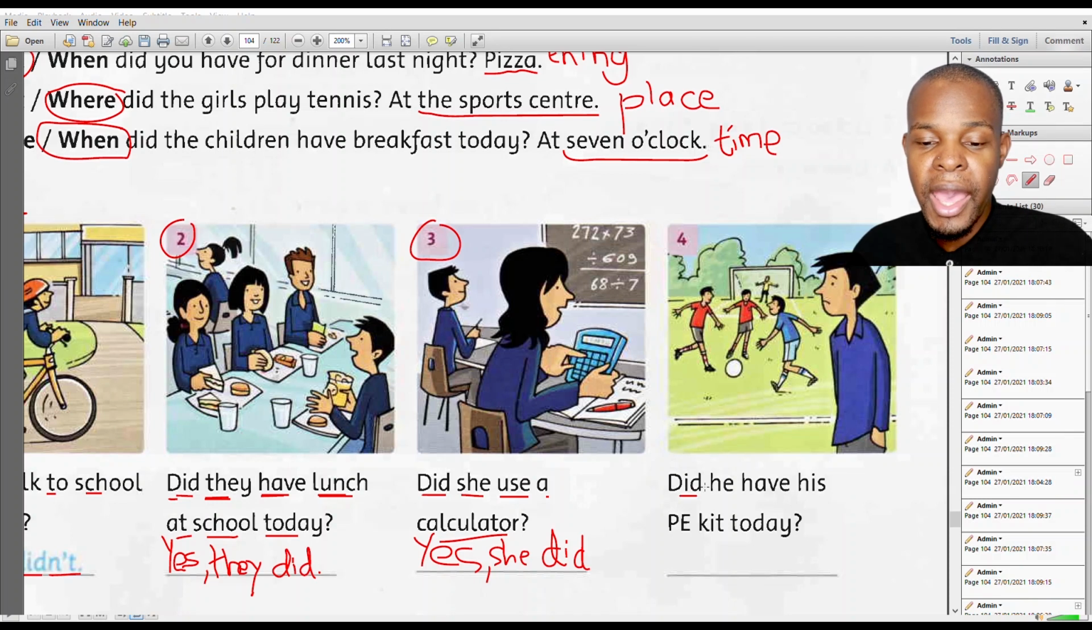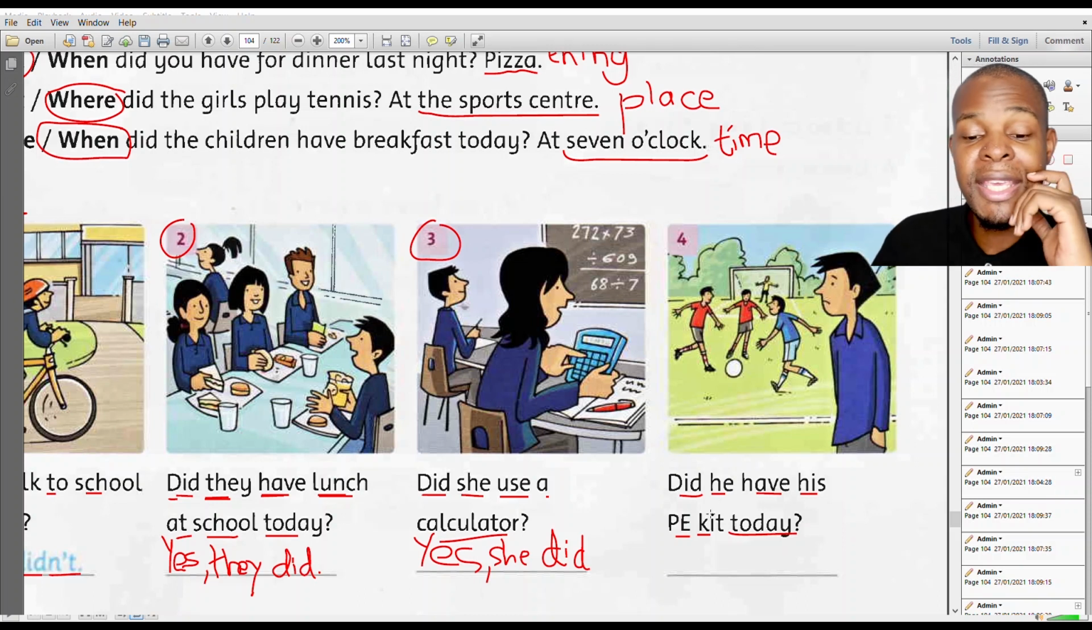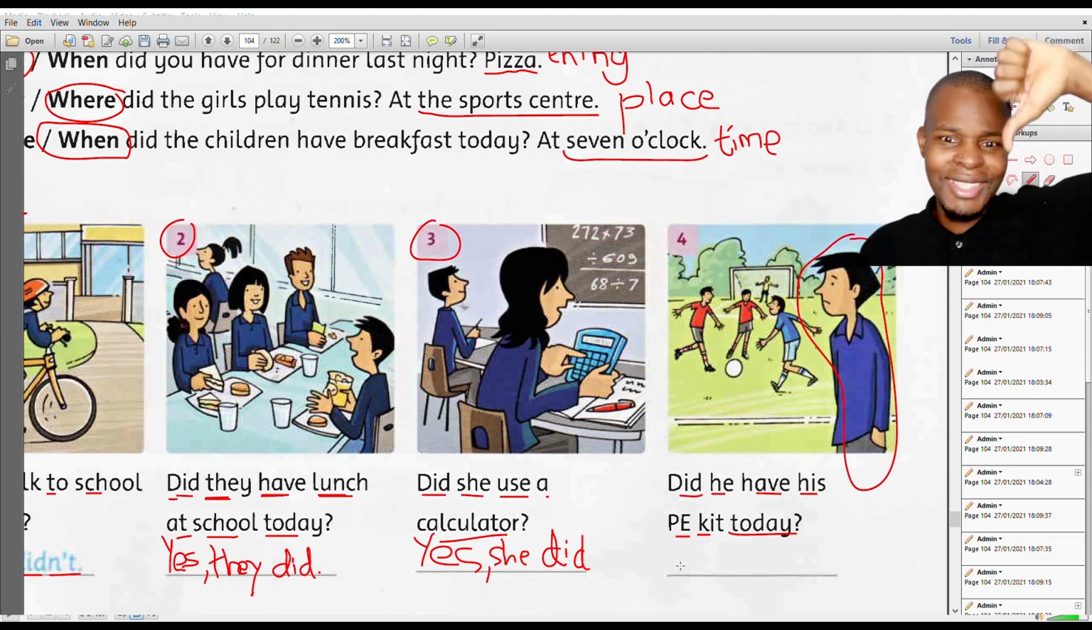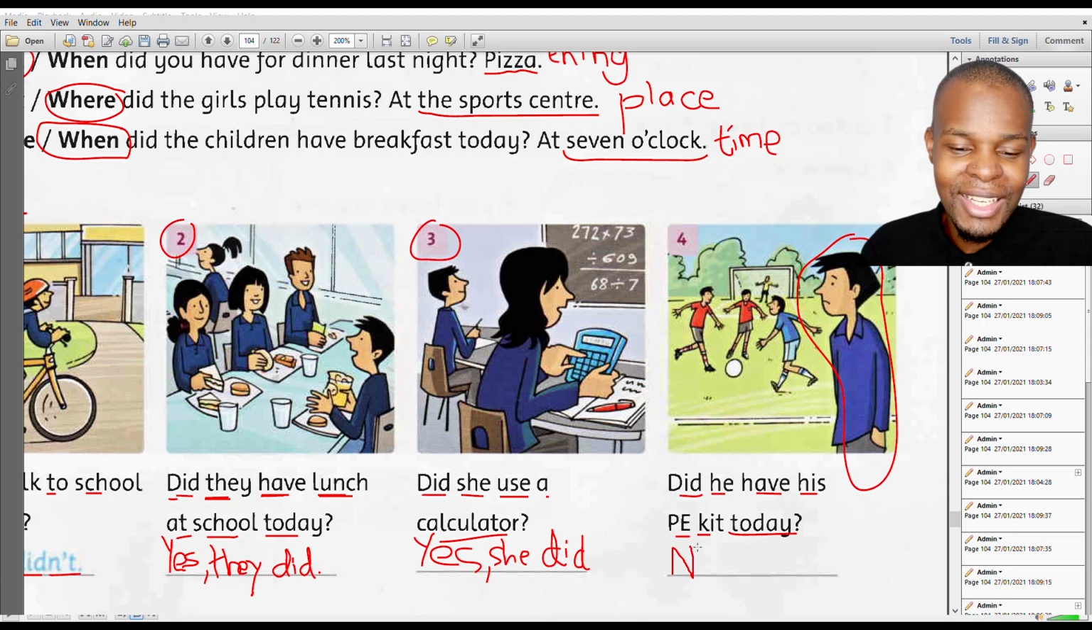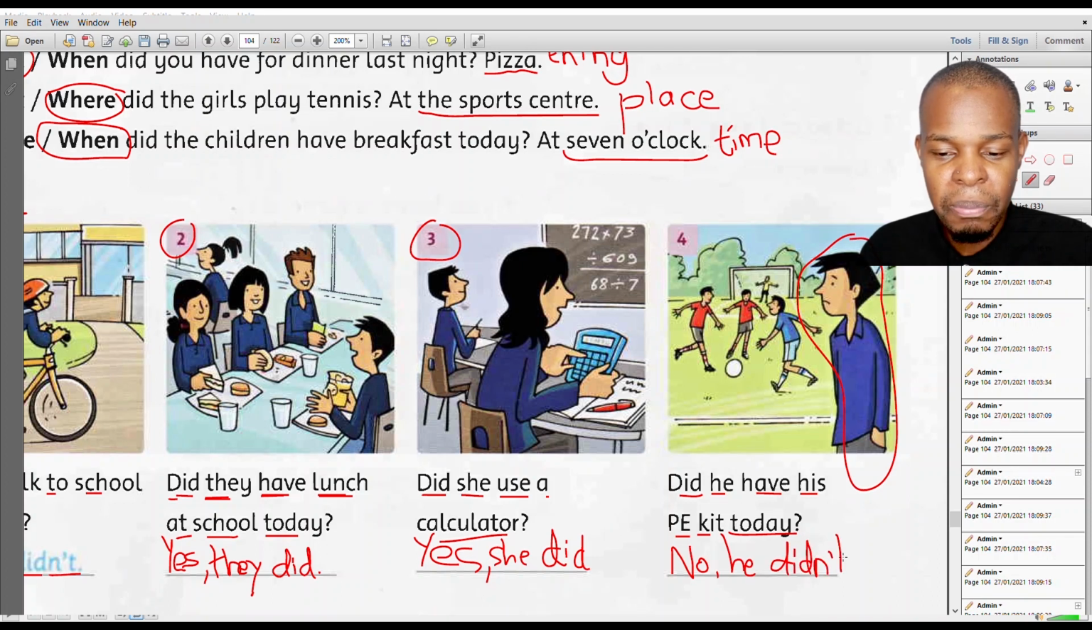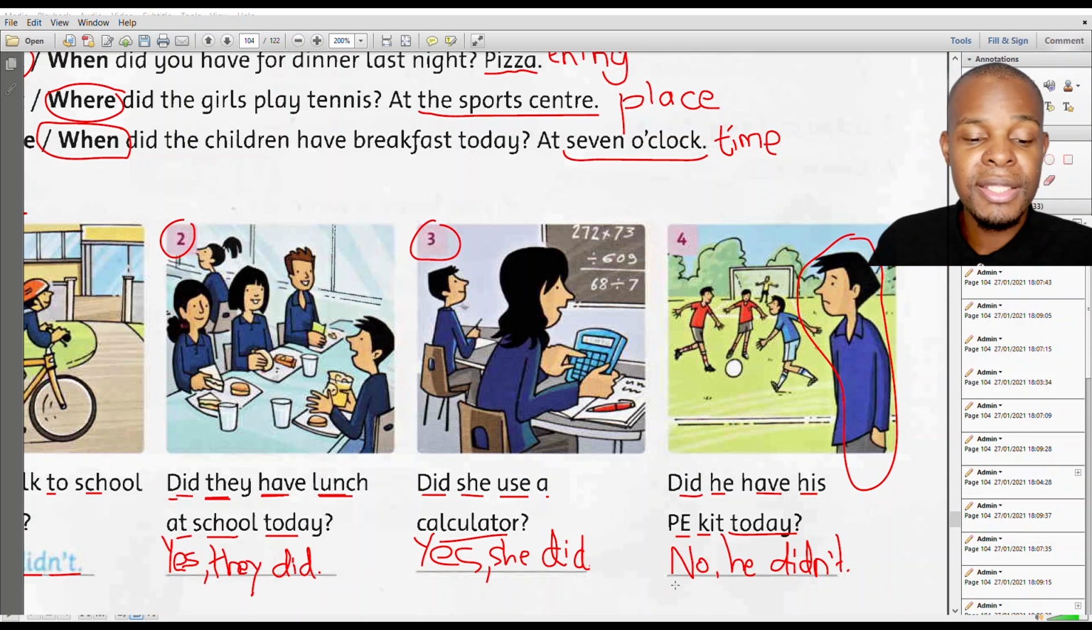Did he have his PE kit today? This is him. Did he have his PE kit? No, he didn't. See, that's why he's not playing football, because he did not bring his PE kit.